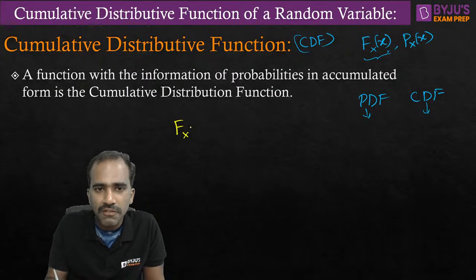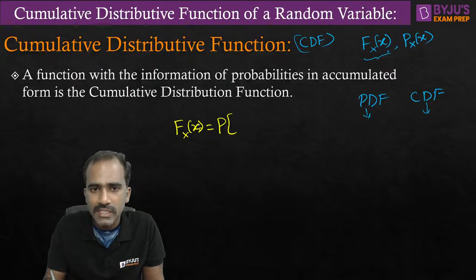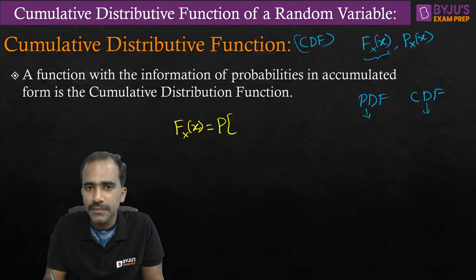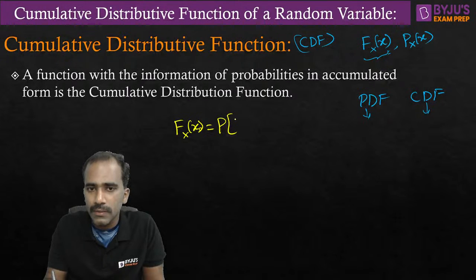Capital F_X of x. What is the definition for this? Let me explain the definition. It is the probability that, let me take this value as x naught just for convenience, instead of x. When somebody is talking about the CDF function value at x naught, what is the meaning of it? It is the probability that the random variable takes values of x less than or equal to x naught.